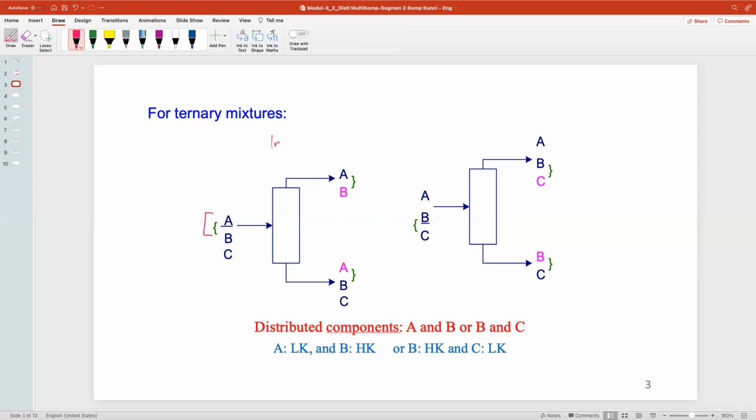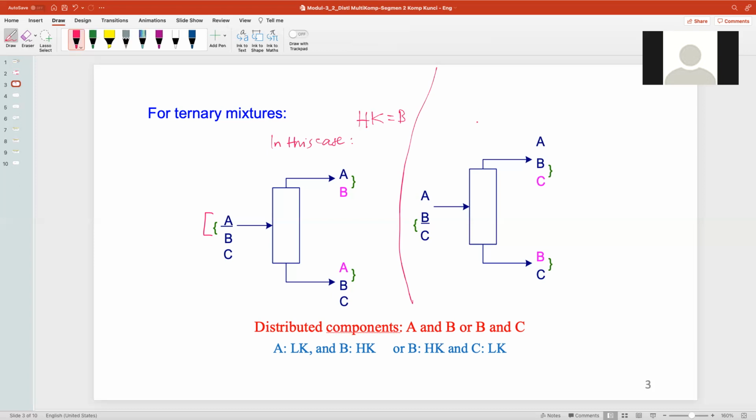So in this case, what is the heavy key? Which one, B or A? B. But why B? Impurity in the distillate. Right. Okay, because it is separated between A and B, so the heavy key is the most heavy component that is important and that is present in the distillate.